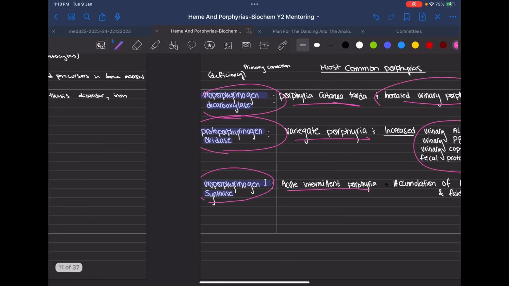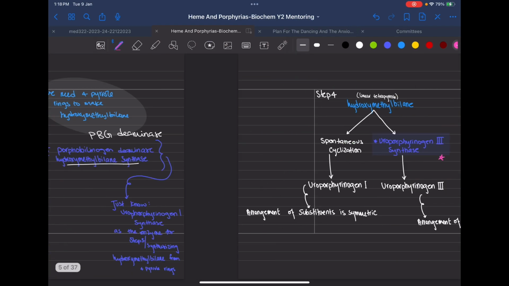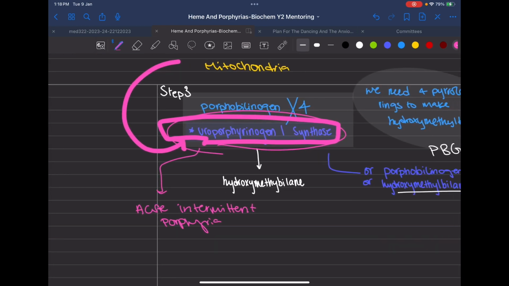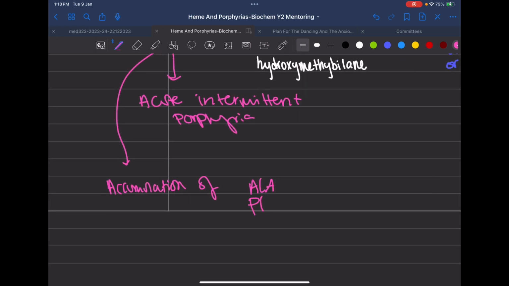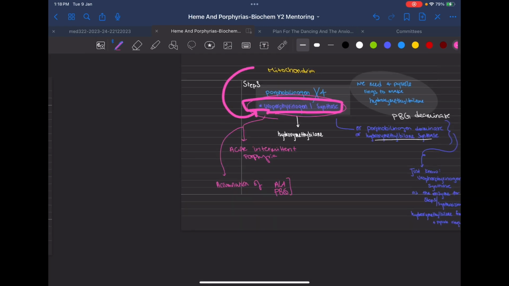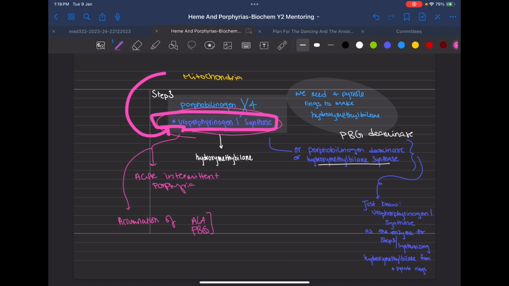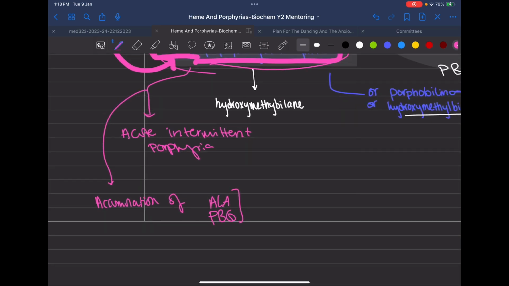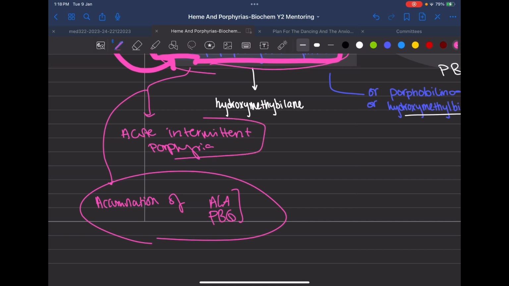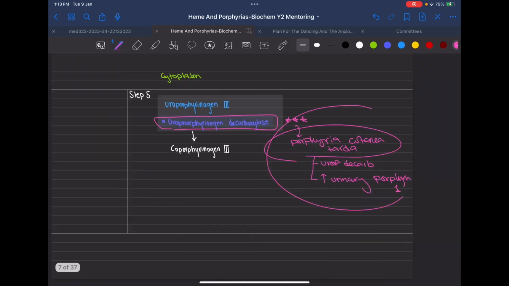So if you have a deficiency in this enzyme, you're going to be able to detect an accumulation of ALA and PPG. So kind of like the opposite of variegate porphyria, where you have increased urinary ALA and PPG. Here you have increased accumulation of these two in your body tissues and fluids. And if you have this, then you can assume that your patient has acute intermittent porphyria.